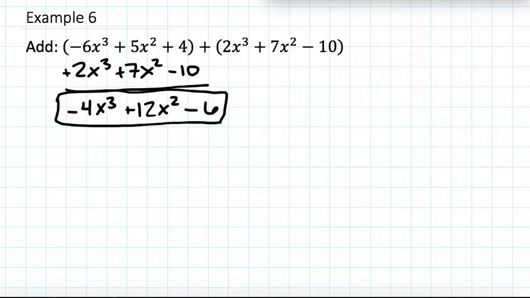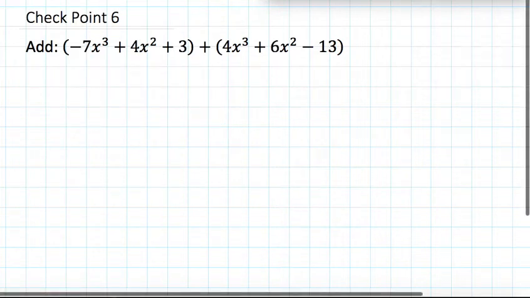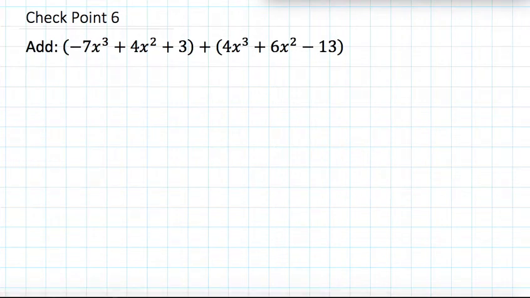What you should do next is try checkpoint problem number 6. Write your answer in your notes. Check your notes with the notes that are posted, and then you can move on with the rest of the video.